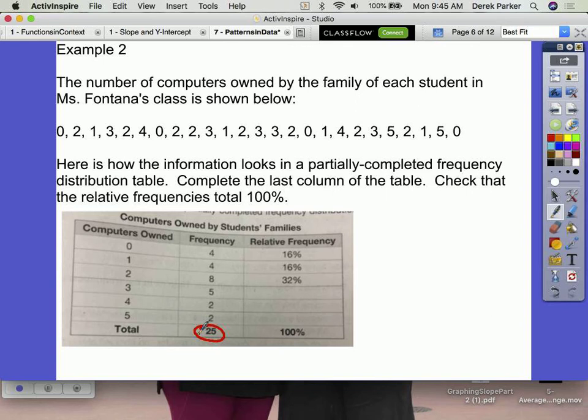Now, the people that own 0, 4 out of 25, which is equivalent to 16%. Now, I've done 8. Now I want to know how many people own 3 computers. 5 out of 25. So I'm going to convert that to a percent. 5 out of 25, and I get 20%. 2 out of 25, 8%. 8 and 8. Now, all of these should add up to be 100%.